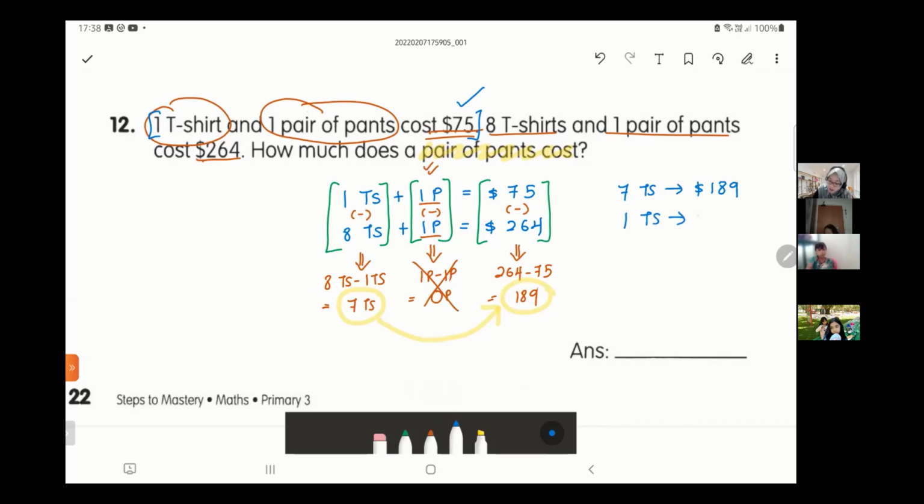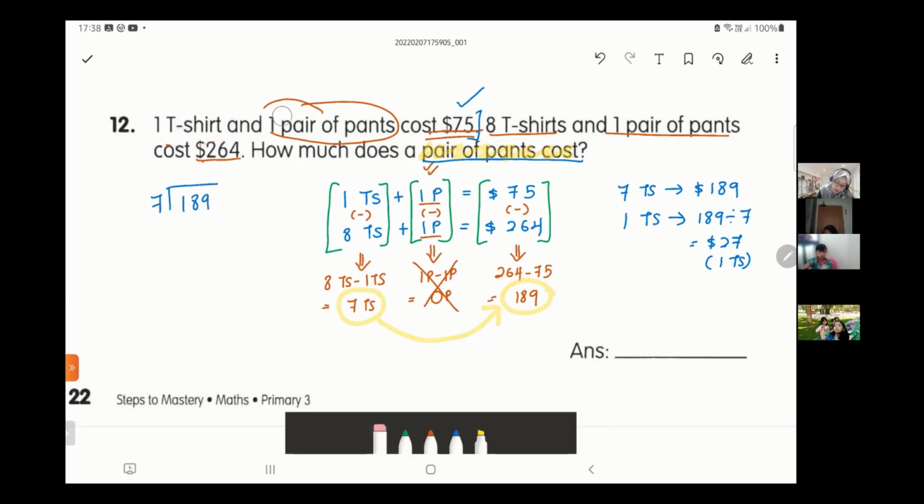You must always divide. 189 divided by 7 equals to... You do this one again. Okay? And you'll be getting your answer, $27. Right, this is my 1 t-shirt. I want to find what? I want to find a pair of pens.